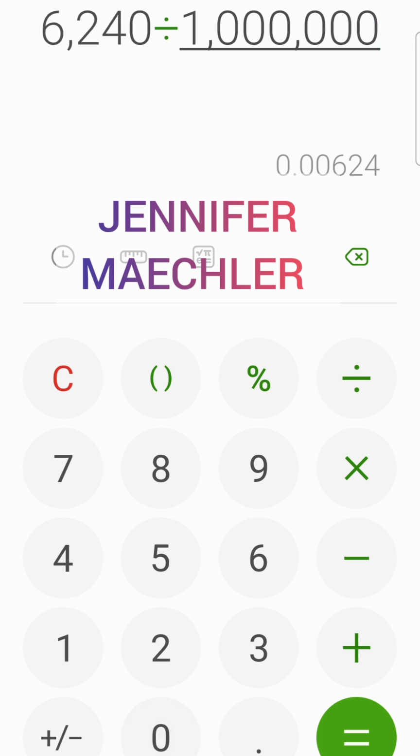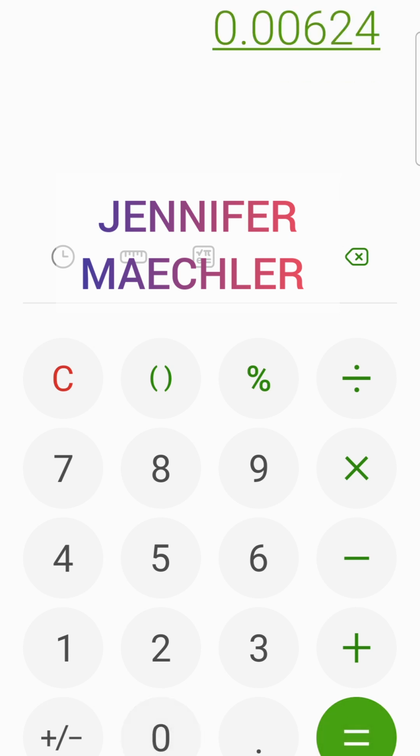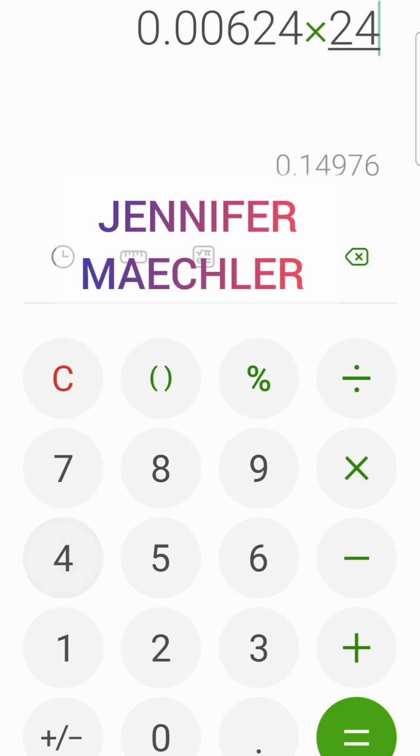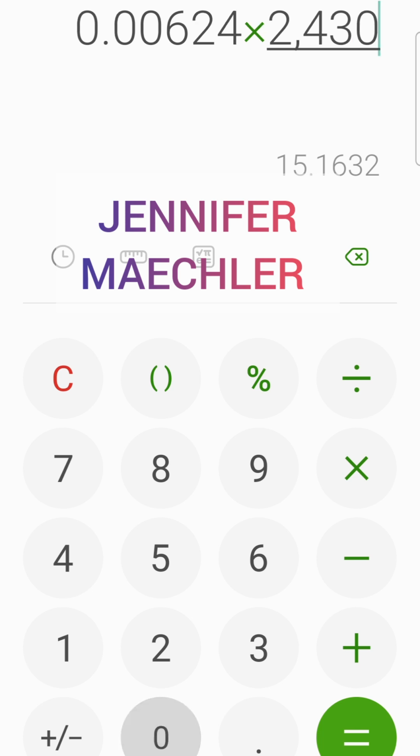Divided by 1 million is equal to 0.00624. If you really want to do this business, you need to know how to calculate this, right? Now you are going to times it. You're going to times the shipping fee that you got. Remember, you got the 333 times 730. That gives you the shipping fee. So after dividing, now you're going to say times 243,090.